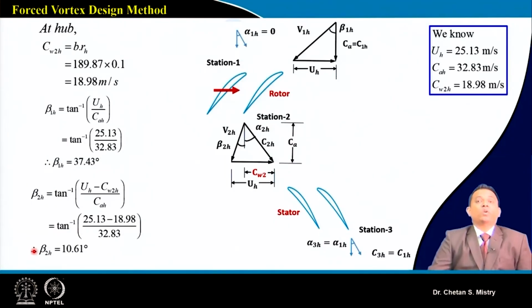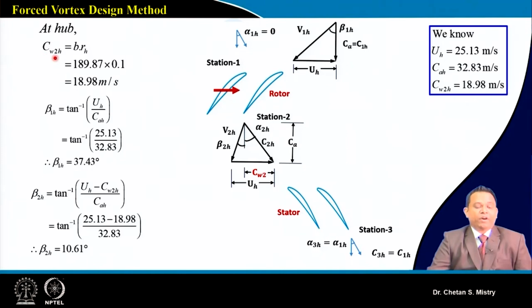Now we need to do our calculation since we are having our axial velocity to be different. So we will do our calculation for different flow angles. So if we are putting our velocity triangle, this is the triangle at the hub.